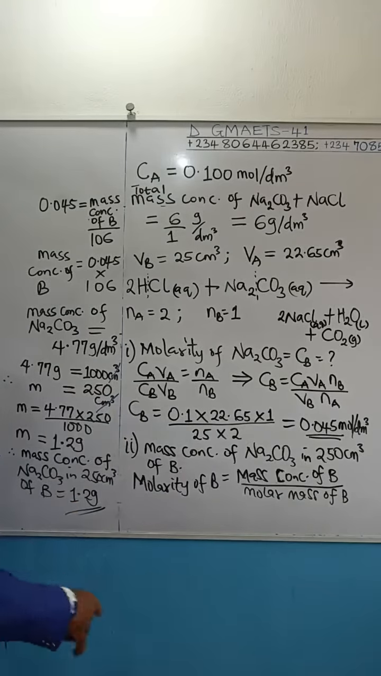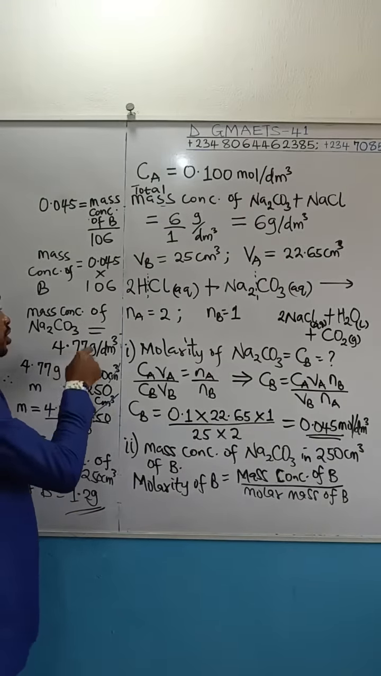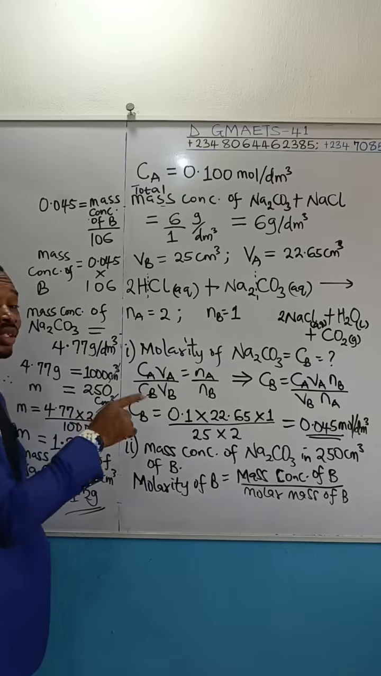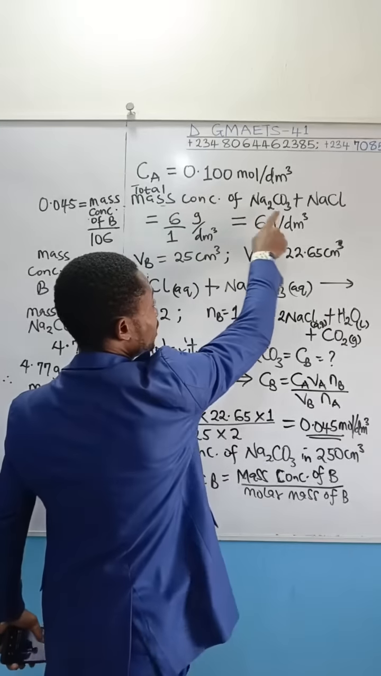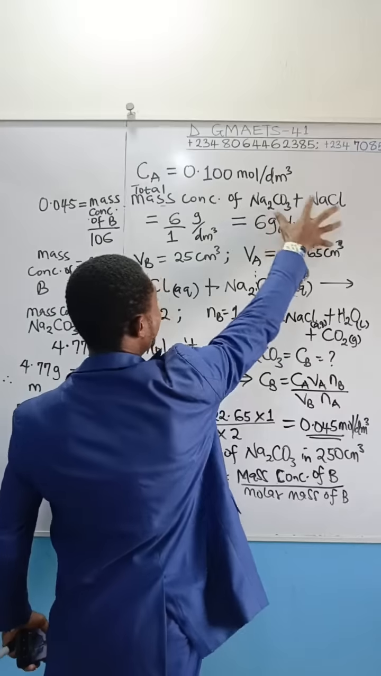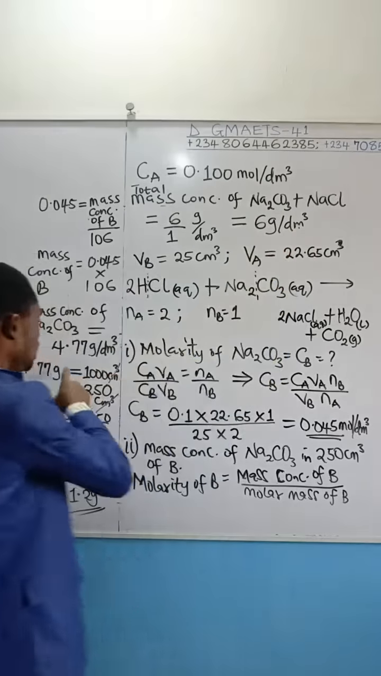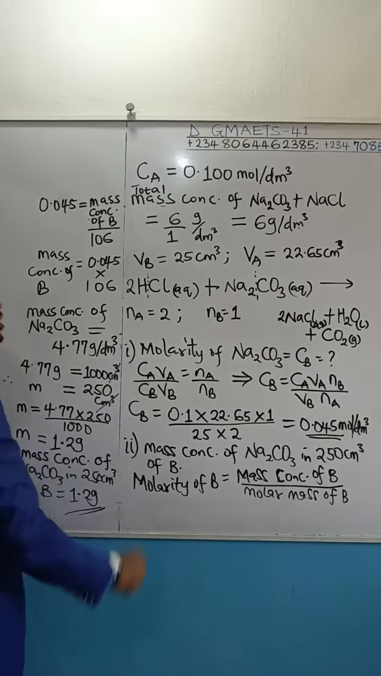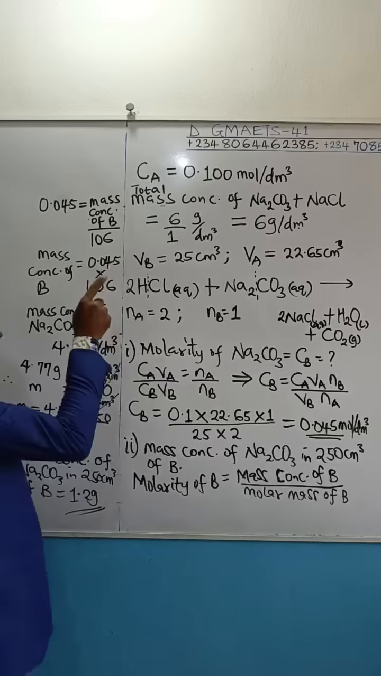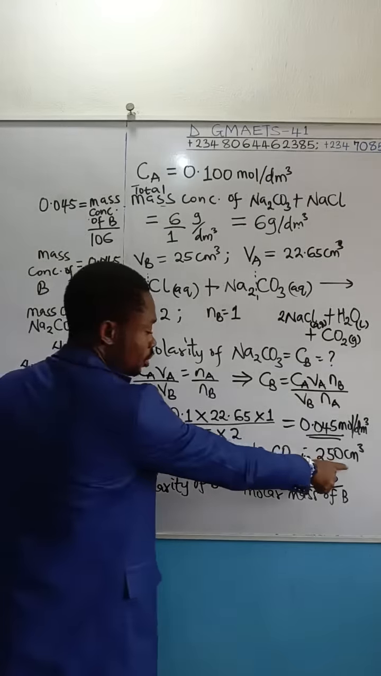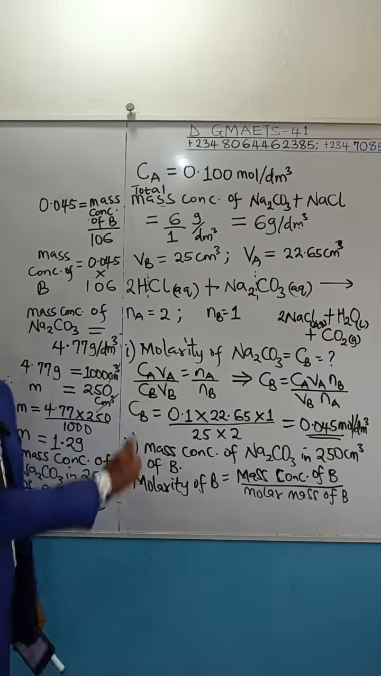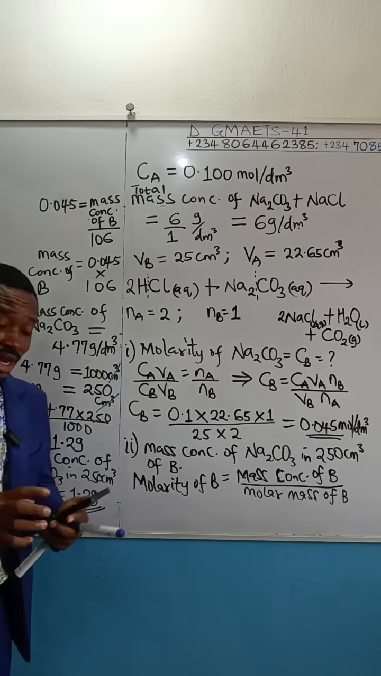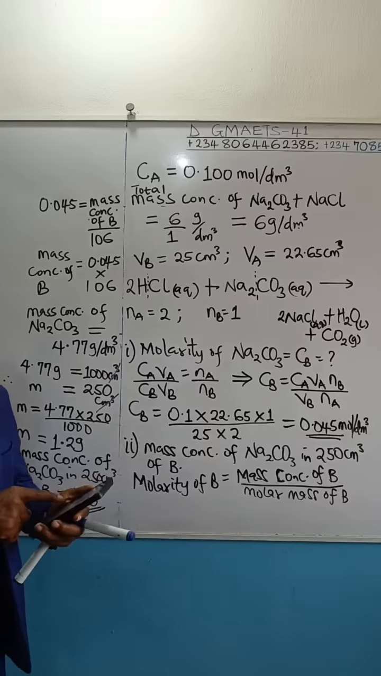So the idea is this. We have 4.77 gram in 1 dm cube, which is 1000 cm cube, which agrees with this total mass here, that the quantity of this sodium carbonate inside this 6 gram is 4.77. But the quantity of that sodium carbonate inside 250 cm cube is not this 4.77, rather it is 1.2 gram. So you take a look at this. If you have any question, you can ask as we go to the last part of the question.